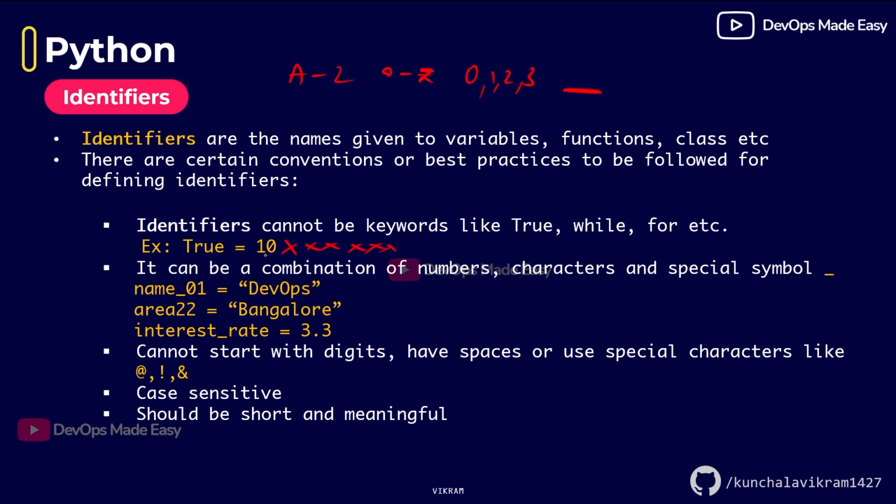You can use any combination like this: name_01, area22, interest_rate. This is how you use identifiers. At the same time, an identifier cannot start with a digit. So I cannot write 1age or 20int or something like that. It cannot start with an integer, and you cannot have special characters like @ or exclamation mark. And they are case sensitive, that is, age and Age are two different identifiers within the programming language.